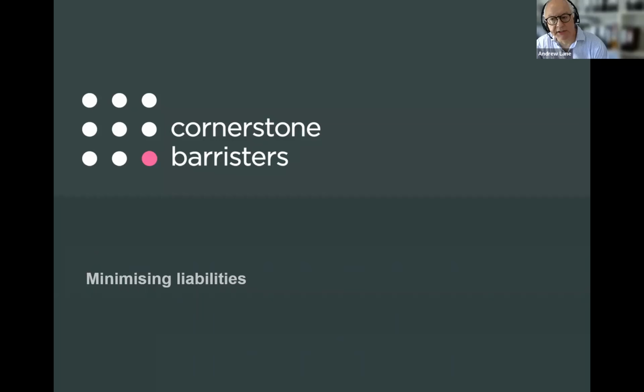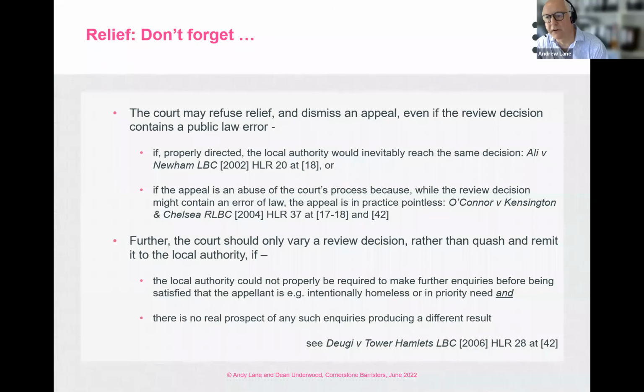And we're dealing with the last section now, in the last three pages, I think, to go before we get to some questions. We've been having some fun in the chat function, answering various bits and pieces, but I'm just dealing with minimizing liabilities at the end. And as you can see there, there are situations where the court, even if a ground of appeal succeeds, will not give an order that the decision is quashed or varied.